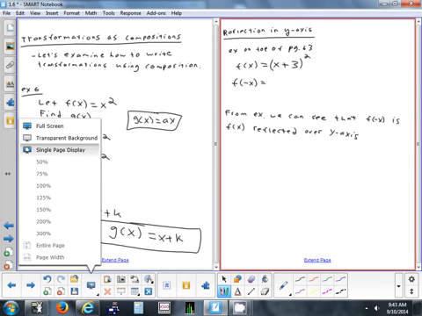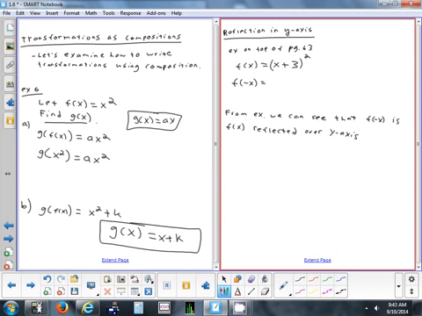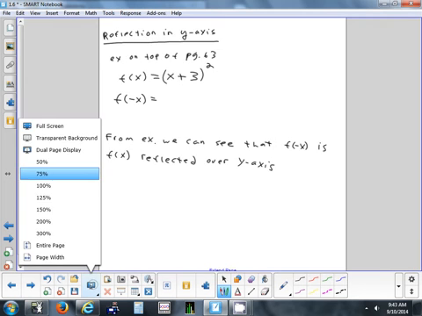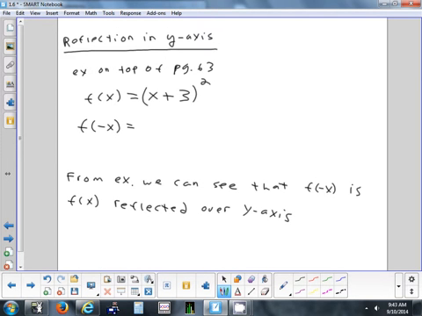Okay, we can also, let's make that a little bigger. If you plug in a negative for x, change all your x's to negatives, let's see what happens when you do that. So what I'm going to do is fill in a negative.